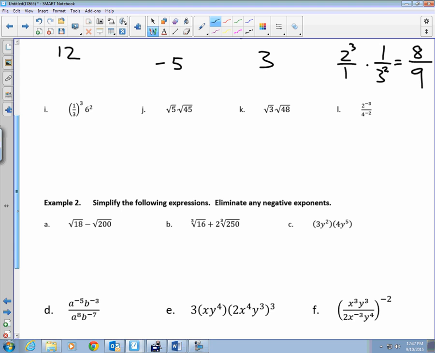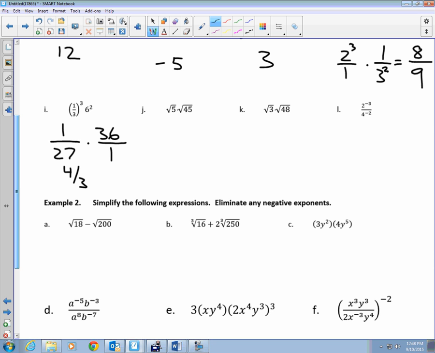1 over 3 cubed times 6 squared. 1/3 times 1/3 times 1/3. 1/27. 6 squared. Can you simplify 36 over 27? 4/3. Top and bottom divisible by 9.